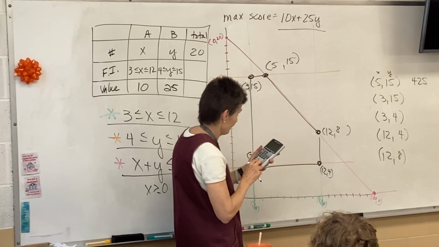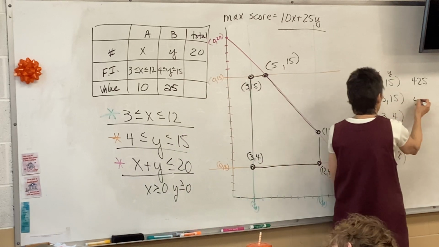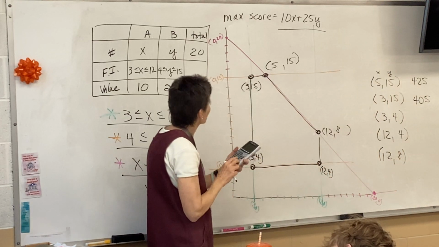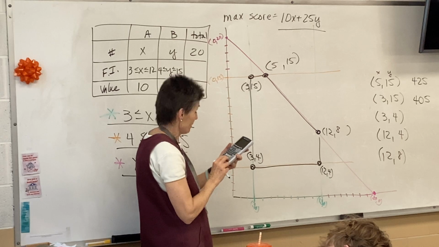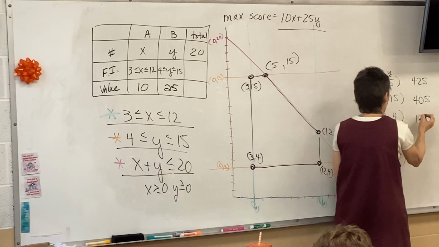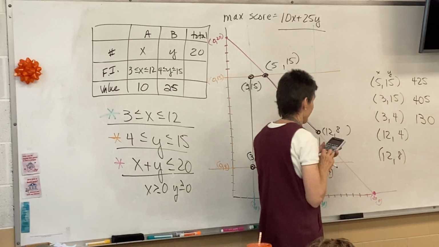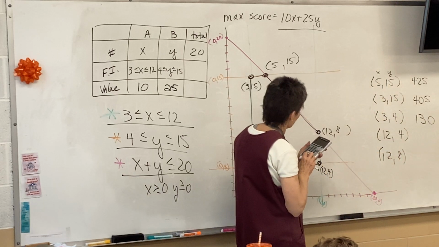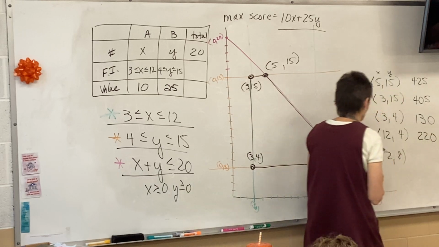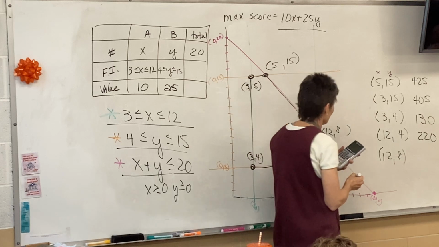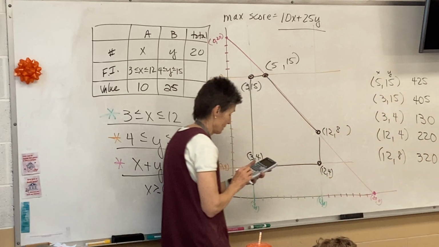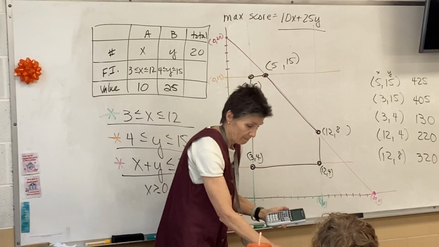Yeah, I got 405. 10 times 3 and then. This one's 405. Oh, yeah. The order you write it down doesn't matter. I got 130 for the 50. You get 220 for that one. And 320 for that one. I'm gonna double check. 220. Yeah, those all look good.